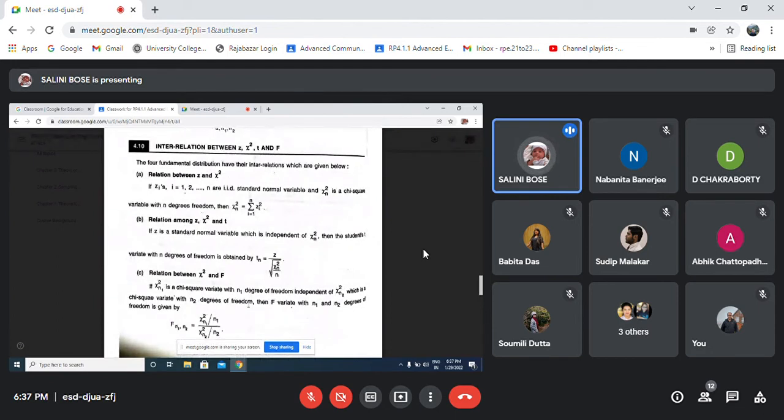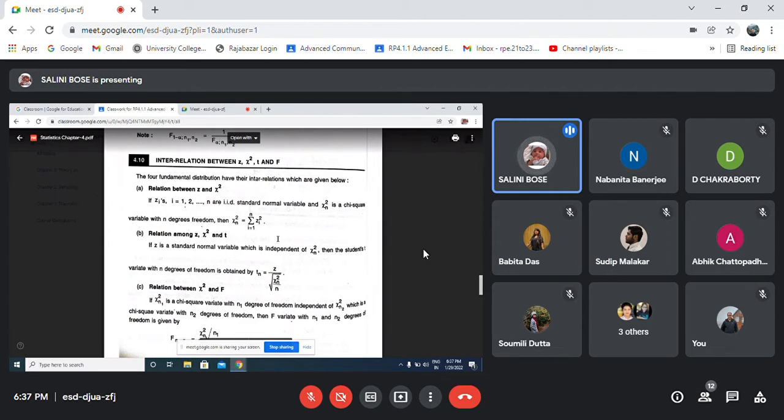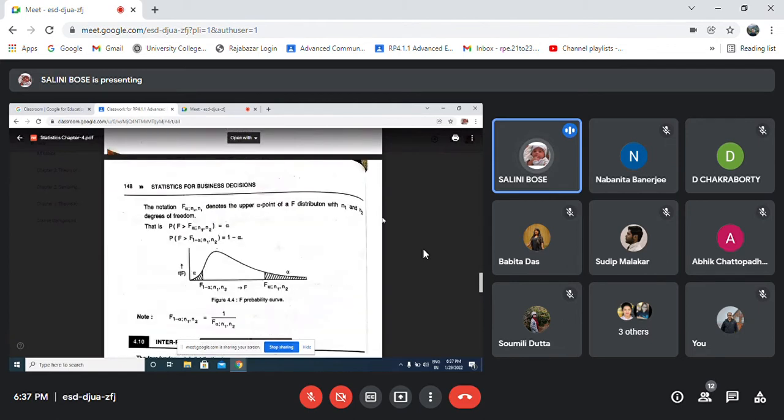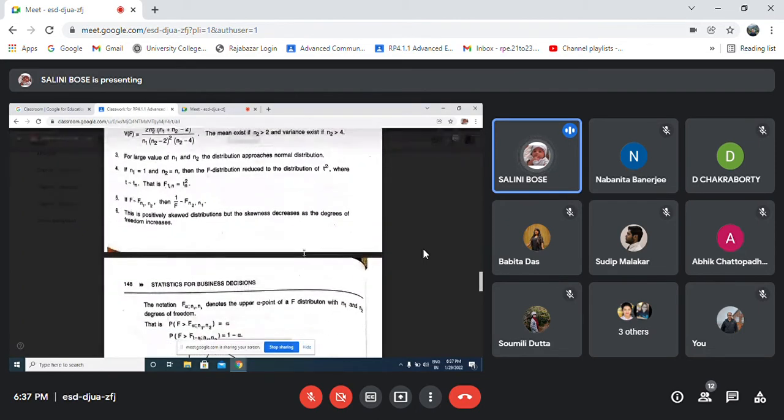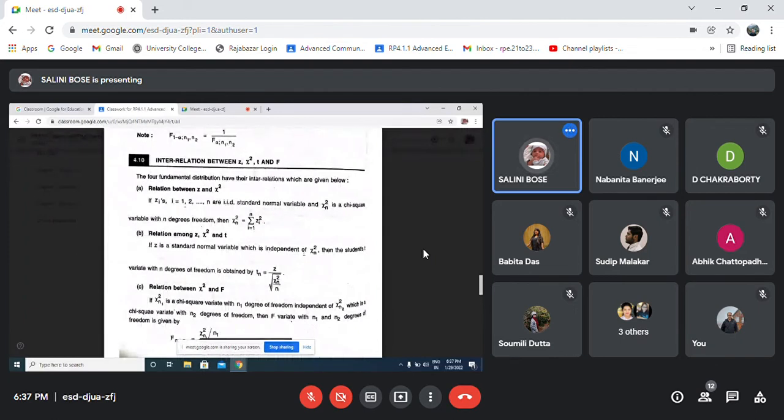And the relations between these 4 distributions are given, so that you can remember them easily. So, the relation between z and chi-square: for the summation of z i square, that is the chi-square.